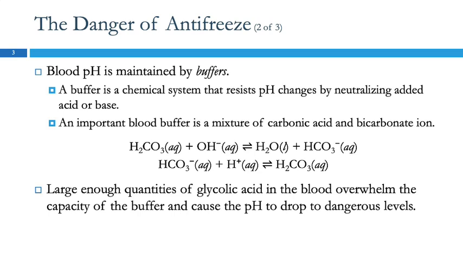So one of the important buffers in blood is carbonic acid and bicarbonate ion. Carbonic acid, if it encounters hydroxide from a base, will neutralize that and become water and hydrogen carbonate ion, or bicarbonate ion. Bicarbonate ion is the other part of this buffer, and if it encounters acid, it becomes carbonic acid, neutralizing the acid. But if we have large enough quantities of glycolic acid, it can overwhelm the buffer capacity and cause the pH to drop to dangerous levels.